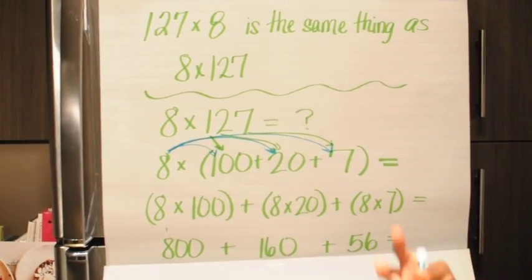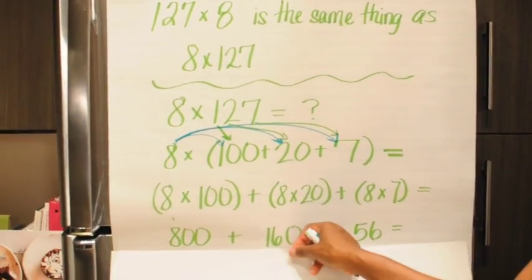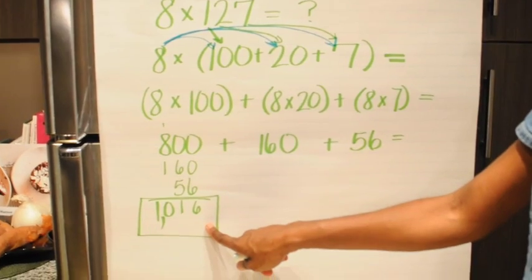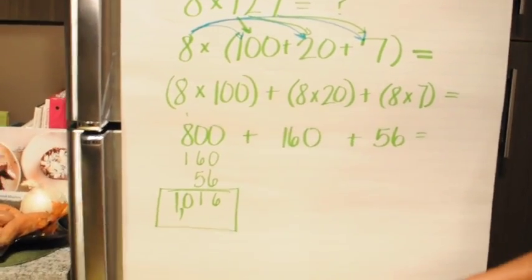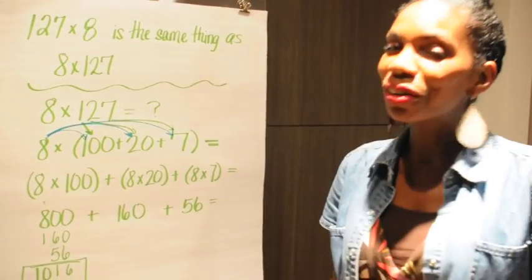I would add those three products up, 800 plus 160 plus 56, and once I add it, I get 1,016. So I would have a total of 1,016 noodles. That sounds like a lot, but really when you're talking about 72 people, it's probably not that much.